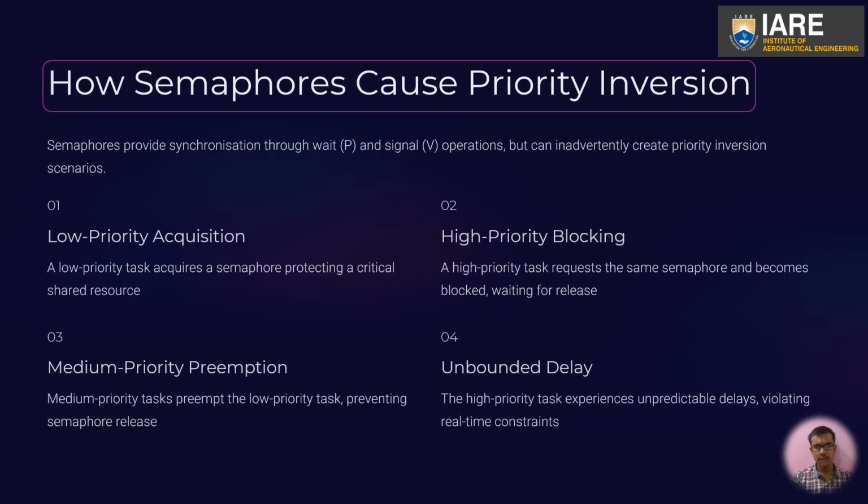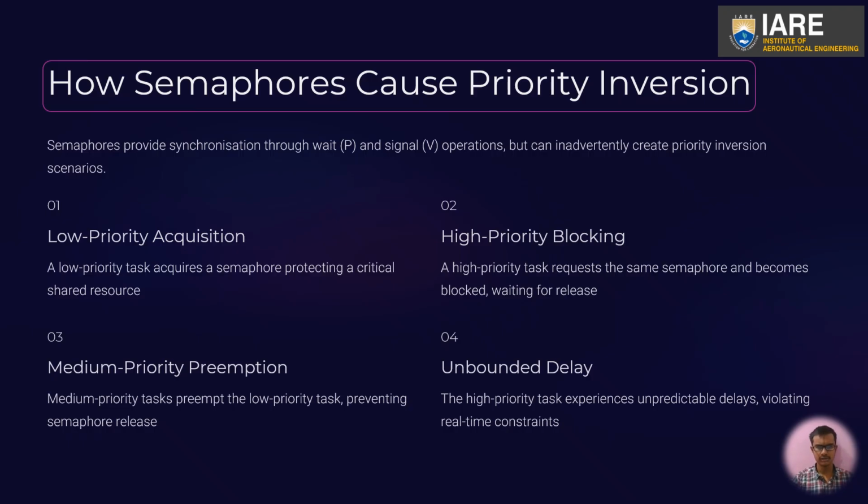Now let's discuss how semaphores cause priority inversion. Semaphores provide synchronization through wait (P) and signal (V) operations, but they can inadvertently create priority inversion scenarios. For example, we can take four scenarios.